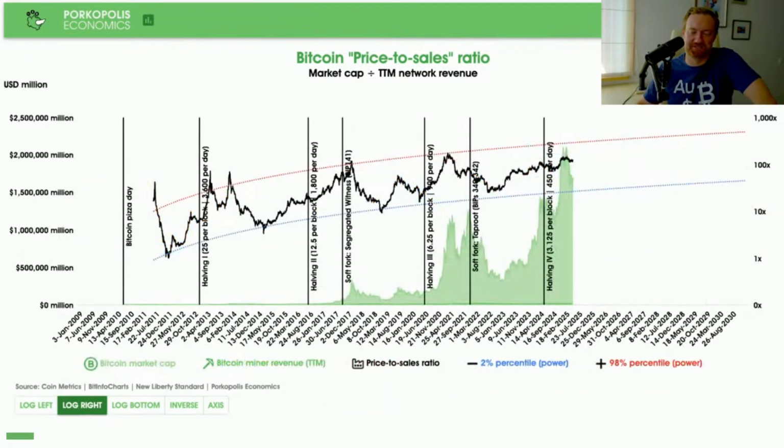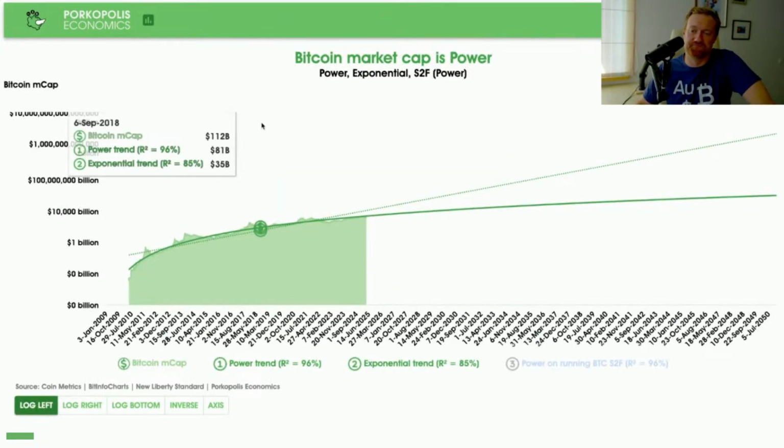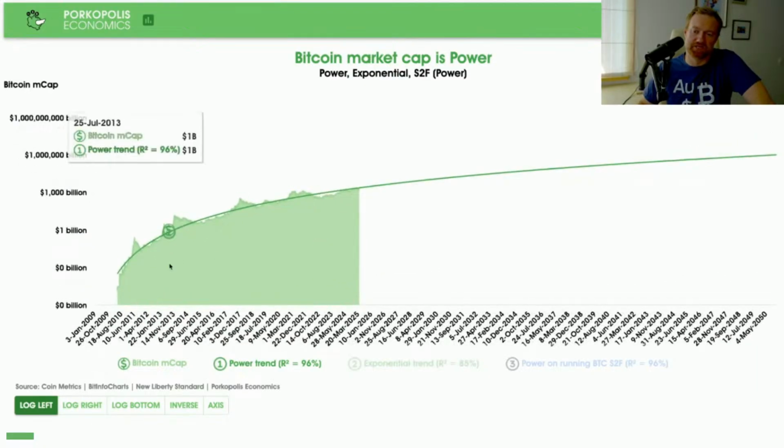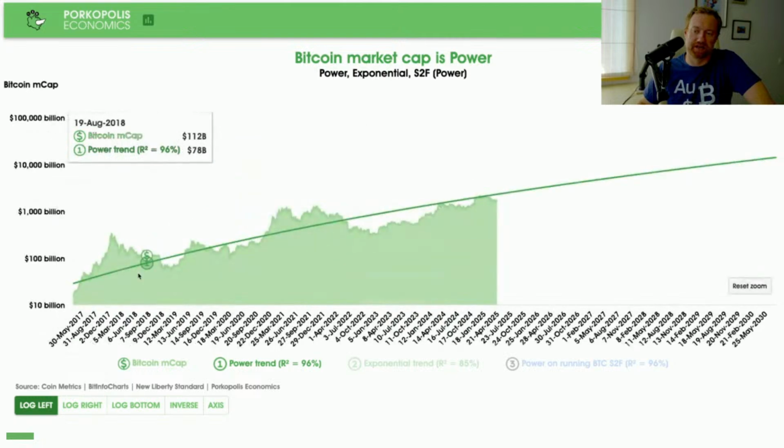My main message is just we're lucky. We're lucky that we have Bitcoin. I think that we're lucky. This line, remember, this is the silly line. The exponential line is silly. But this power line is just comfort amid chaos.